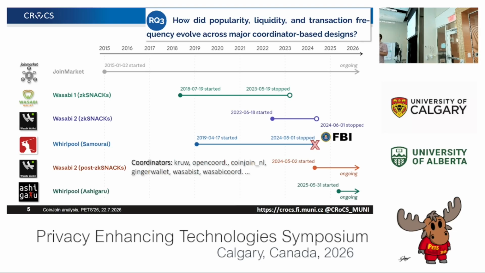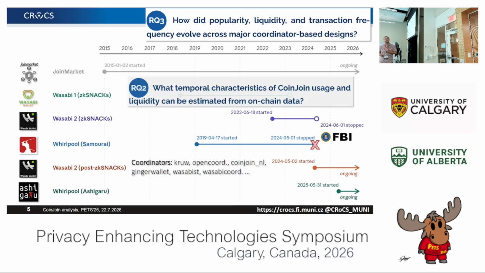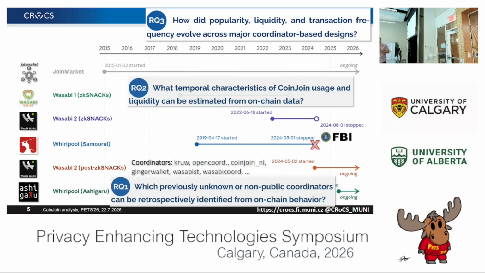And we had three basic questions. The first one: overall, how many bitcoins are mixed, how many transactions, to get some insights. The second: can we see the behavior of particular users while they are mixing, especially if they are big users? And the third: can we identify coordinators that are not publicly known, looking retrospectively at the data?